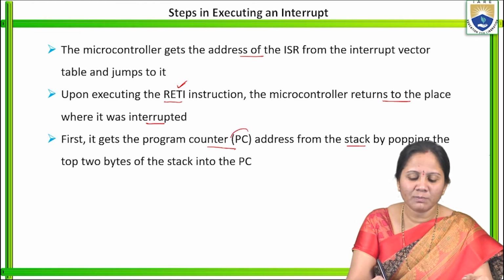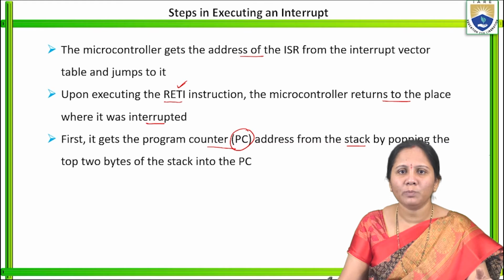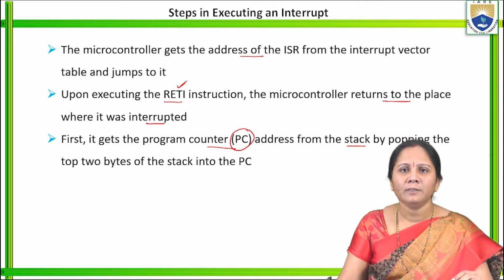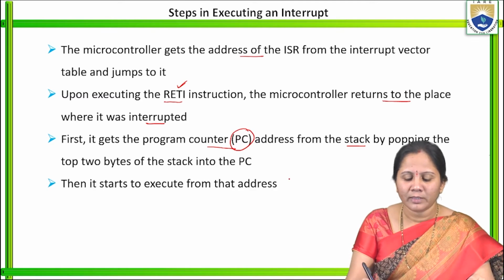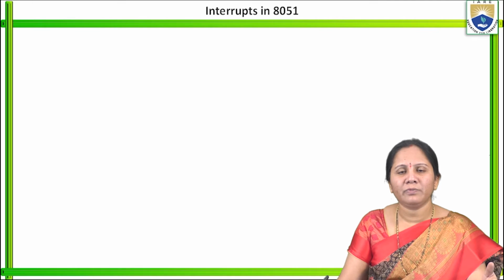So here, what is PC? PC means program counter. It is a register which holds the address of the next instruction that is going to be executed. So in order to come back to the main program again, it is going to consider this program counter and take the address from where it has to execute. Then it starts the execution by taking that address. So these are the different steps that the microcontroller will follow when the interrupt occurs.